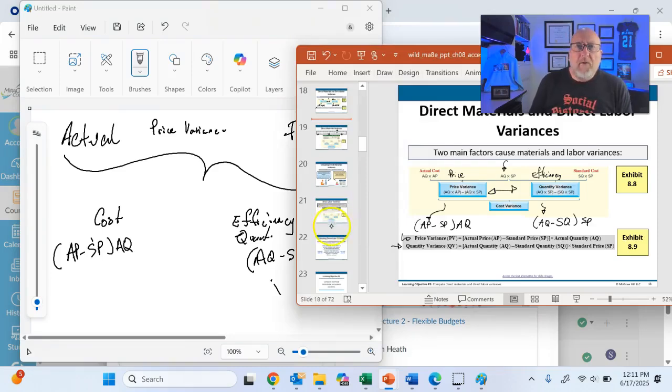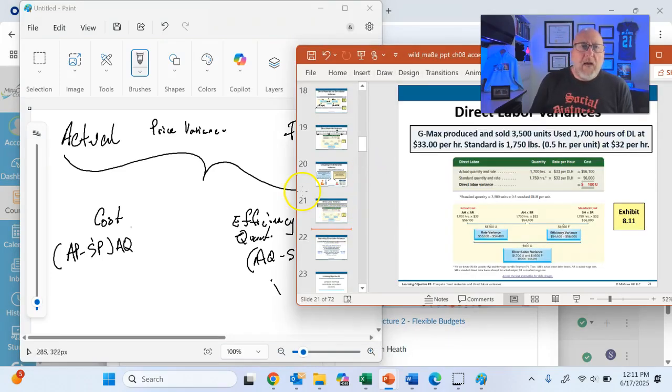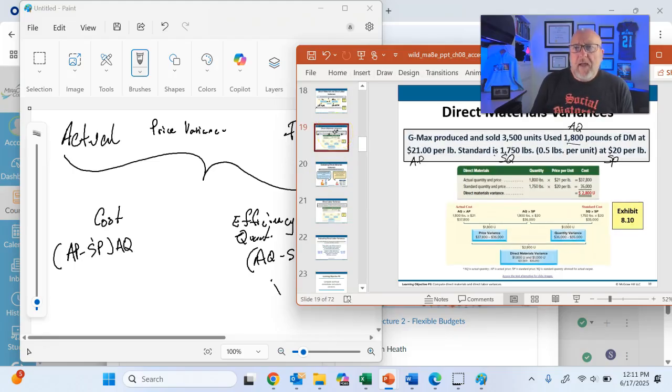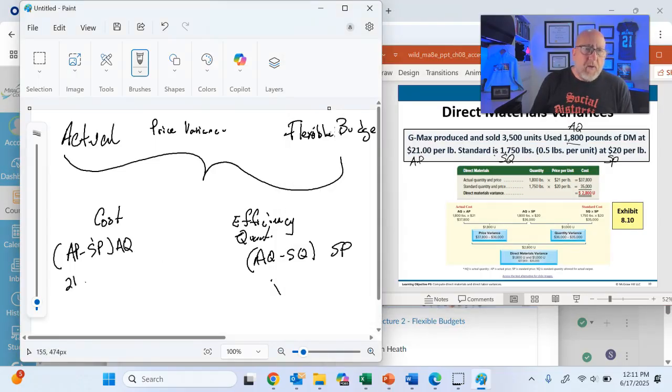Okay, so let's go back to the question. Actual price, what happened? I wrote it down. The actual price was $21 per unit. The standard price was $20, right? So automatically I'm saying the actual price was more than the standard price, so this is guaranteed to be unfavorable. I spent more than I thought I did.